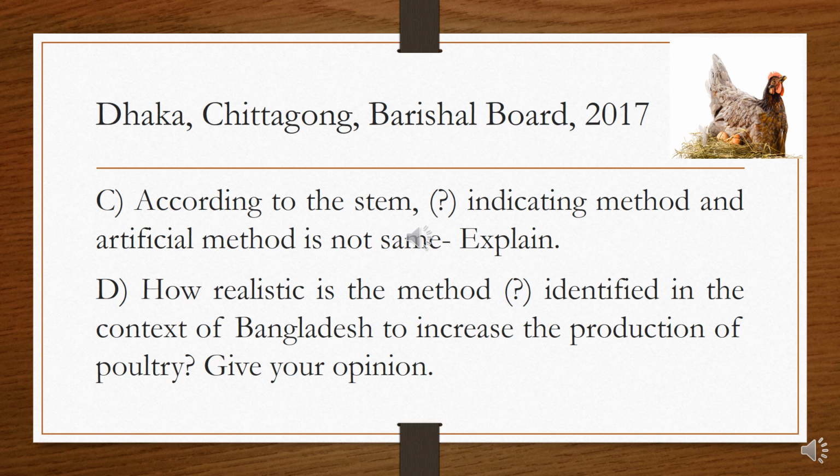From natural method, only 5 to 15 eggs can be hatched at a time, and from artificial method, more than 5,000 eggs can be hatched. For natural method, the mother bird is needed for hatching. For artificial method, the mother bird is not needed for hatching. The natural method is not suitable for any time. The artificial method is suitable for any time. For natural method, no technical knowledge is required, and for artificial method, technical knowledge is required.